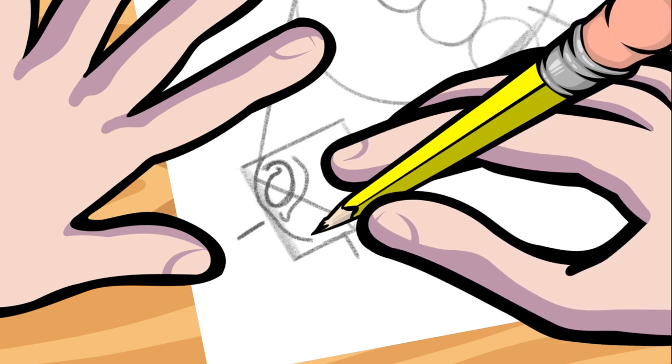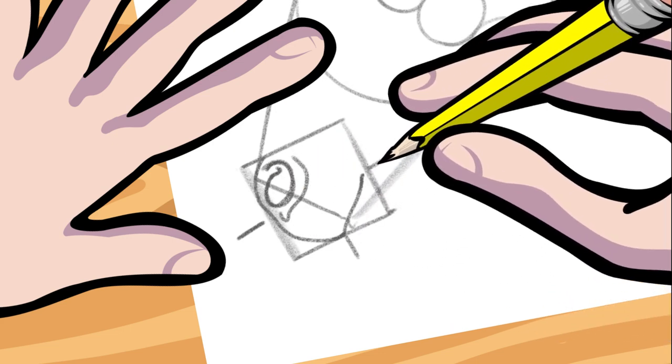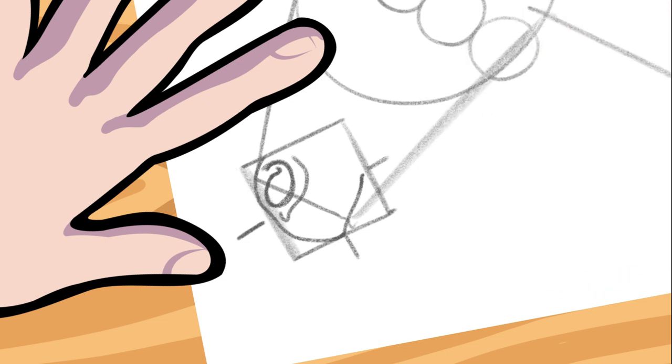For our muzzle and upper lip, we want to start at where the nose bridge guideline meets our square, and then like a pear shape, we want to work our way to the bottom halfway mark, at which point we shoot up at a sharp angle to the right to hit our left halfway mark.